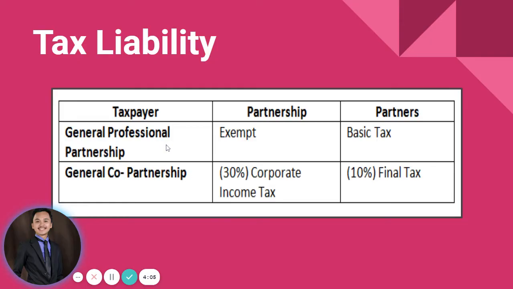When the partnership is a general professional partnership, the partnership itself is exempted. It is not subject to income tax. GPP is not subject to income tax imposed pursuant to Section 26 of the Tax Code as amended. However, the partners shall be liable to pay income tax in their separate and individual capacities for their respective distributive share in the net income of a general professional partnership.